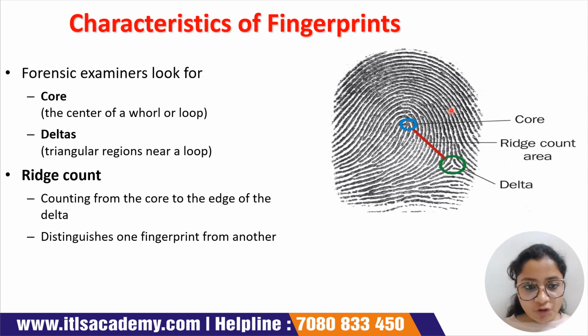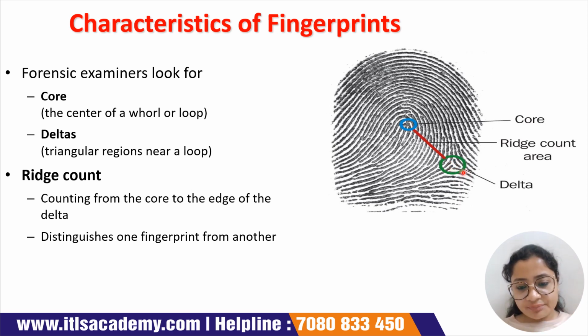Okay, now moving forward with the characteristics of fingerprints. See over here, I think this is the loop form that they have focused on. In the loop form, just in the middle, what we have is the core. Core means middle. Then we have the reach count area. So this is the reach count area. And then we have the delta. See, this is a region where kind of a delta is formed.